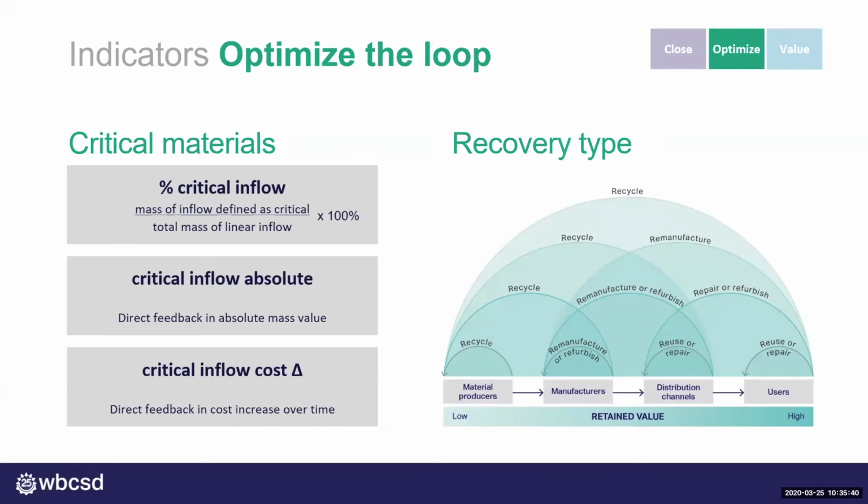The recovery type assesses the different categories of recovery that occur. The closed-loop model does not discriminate in the different recovery types as long as downcycling and energy recovery are excluded. There is no difference in score for reuse, remanufacturing, refurbishment, biodegrading, or recycling at the same functional equivalence.